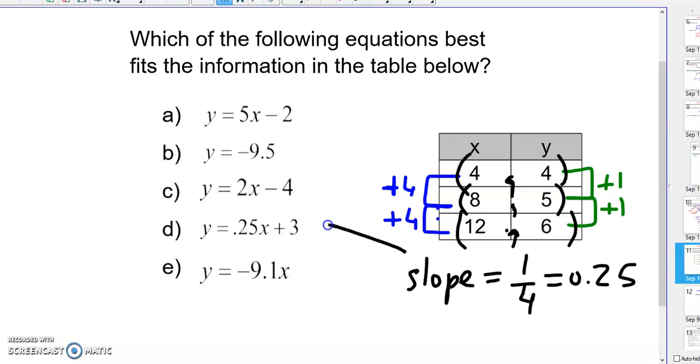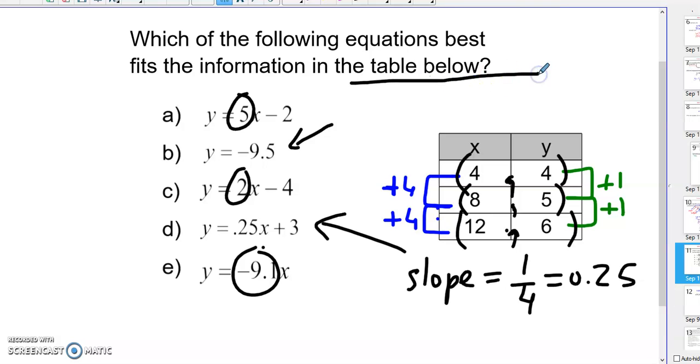And so that's very clearly like this choice here. Here the slope is 5, and here we've got negative 9.1, and here the slope is 2, and this is a horizontal line that goes through negative 9.5, so that's not going to work here. We need a line with a slope. These horizontal lines have slopes of 0, so that's not going to work. So that is the only choice.